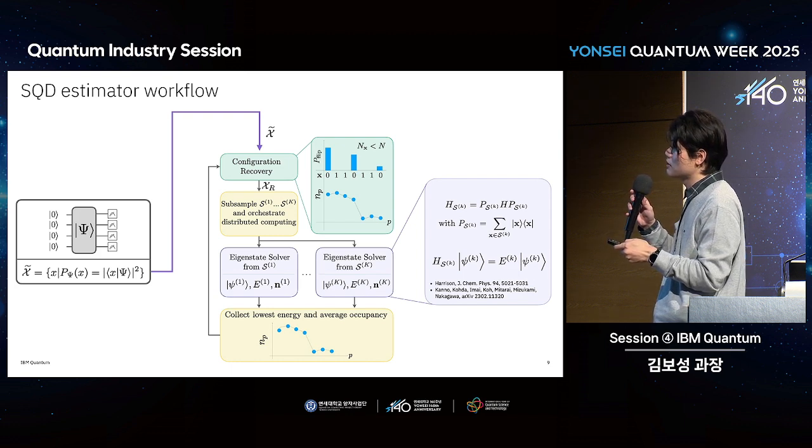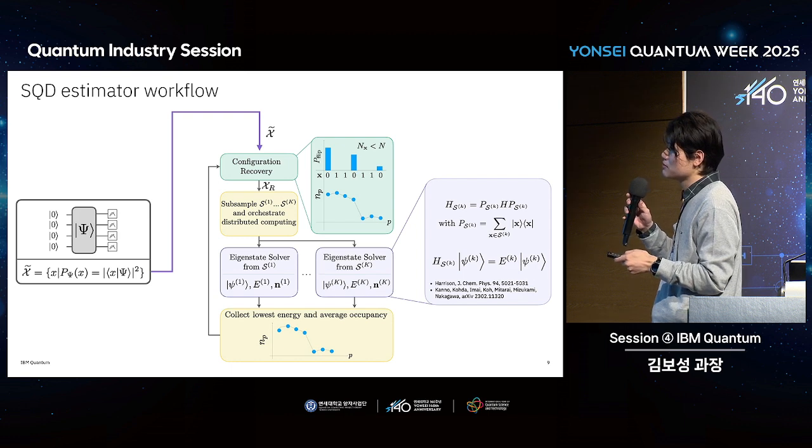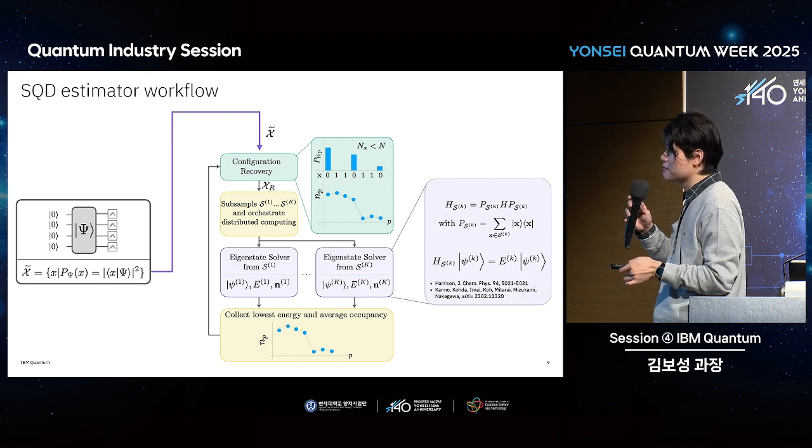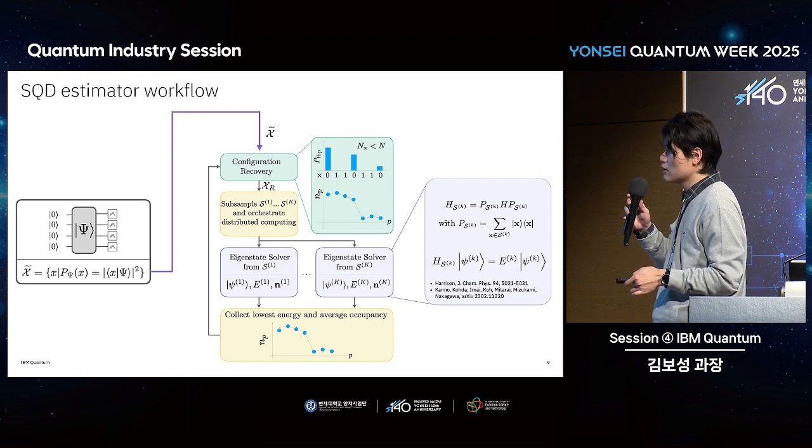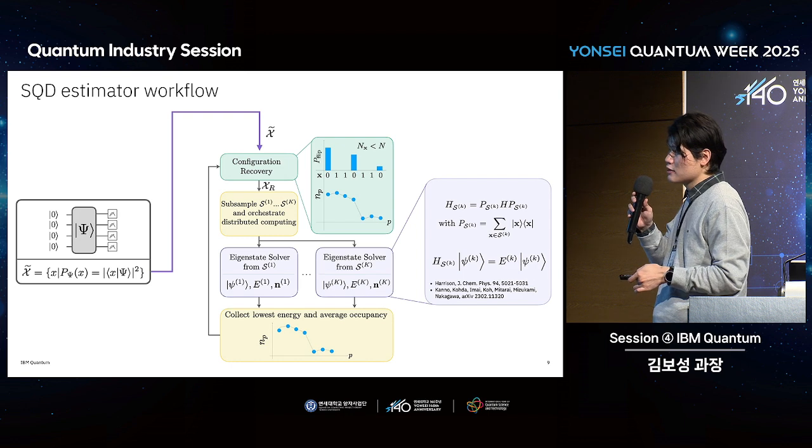Now we have these samples, like 0, 1, 1, 0, 1, 1, 0, and some probabilities of those samples occurring. What we are doing here is subsampling from this sample, a certain k number of sets, and we orchestrate distributed computing. An eigenstate solver will be applied to each subsample. So we subsample this whole sampled space, and using the ordinary eigenstate solver, we solve the Hamiltonian energy of each state.